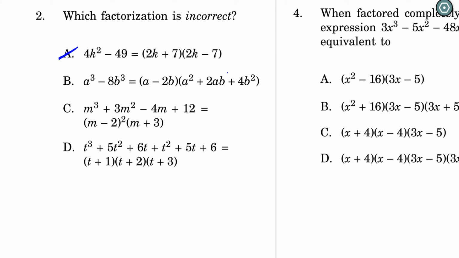B is difference of two cubes, so we use SOAP, which works, so we have the right signs: same, opposite, always positive. What multiplies by itself 3 times to make a cubed is a, so that's right. What multiplies 3 times to itself to make 8b cubed? That's 2b, also correct. So SOAP works, so B is not my answer.